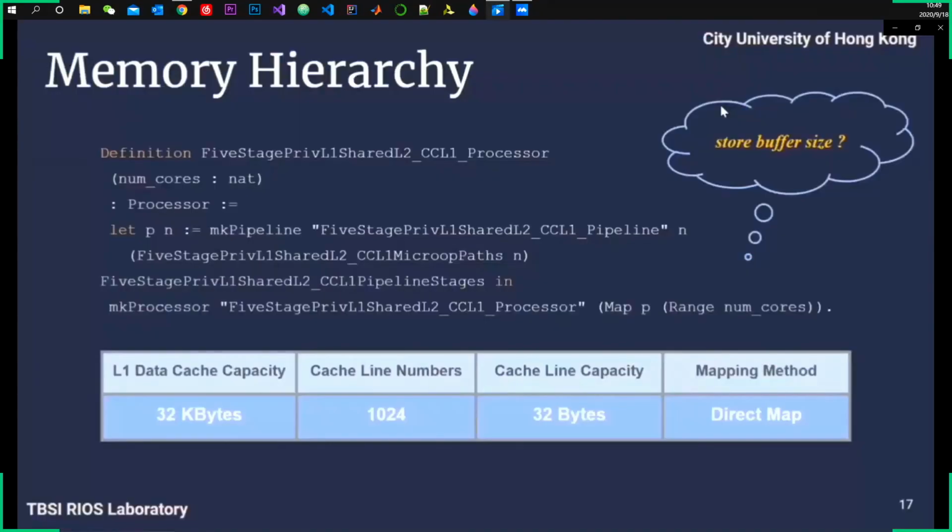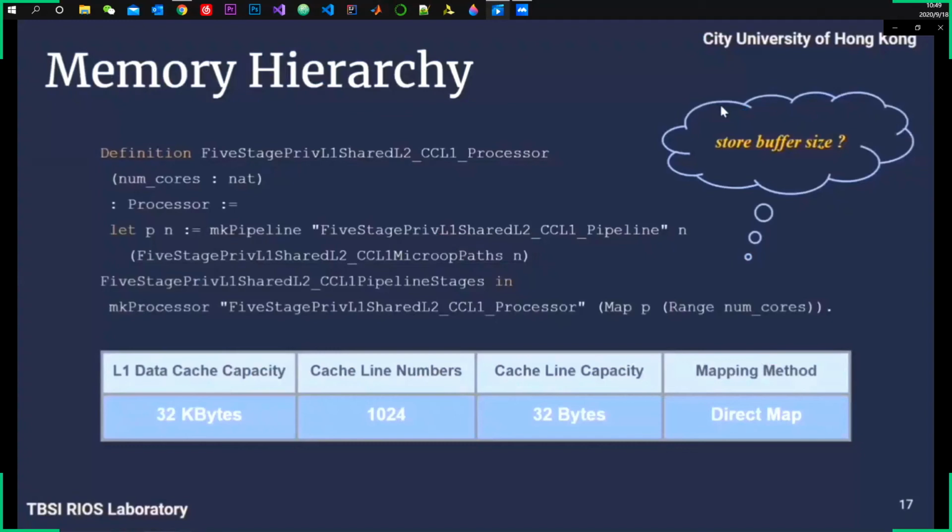Below is the code which defines our memory hierarchy. In the RISC-V project, we adopt the L1 private, L2 shared model. The code builds up the processor data structure by piling up all the pipelines in the form of strings. In the table, we can see the hardware features of our memory design.